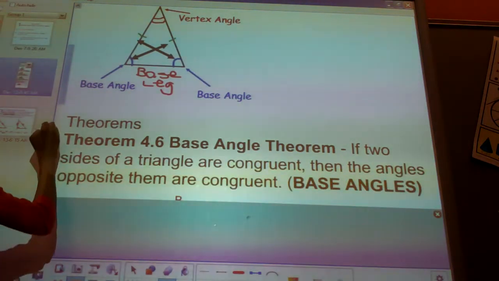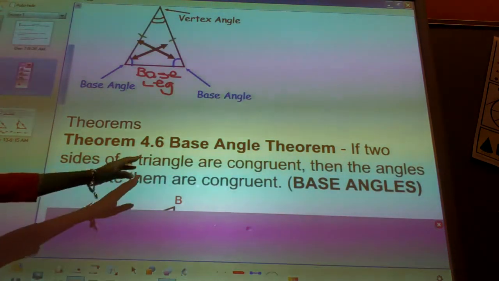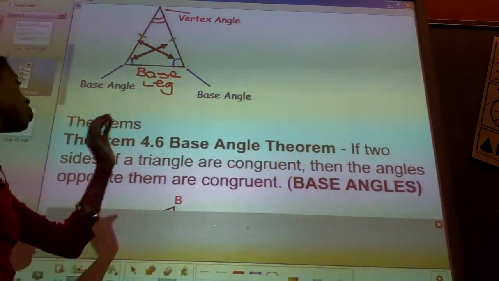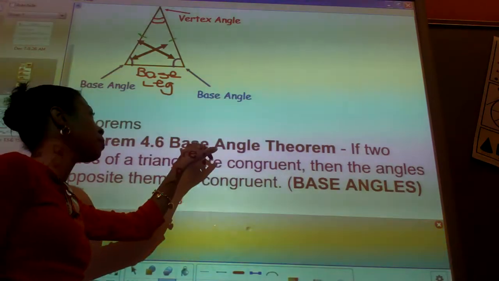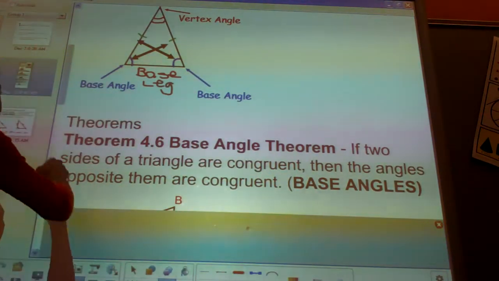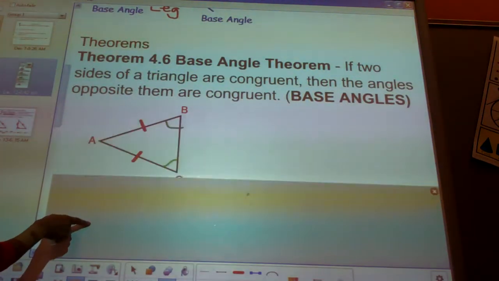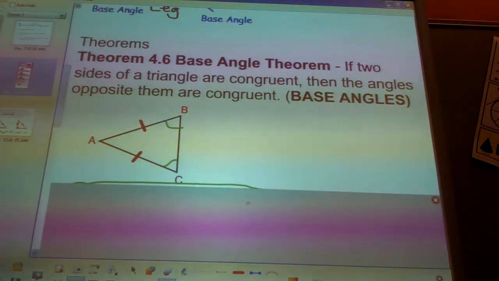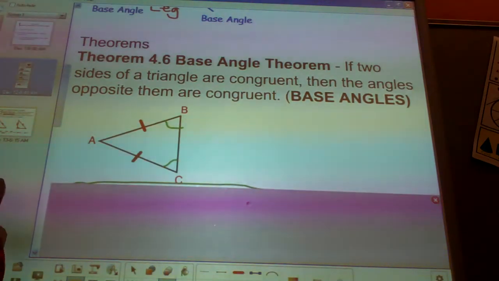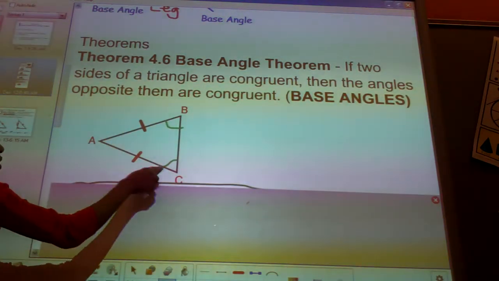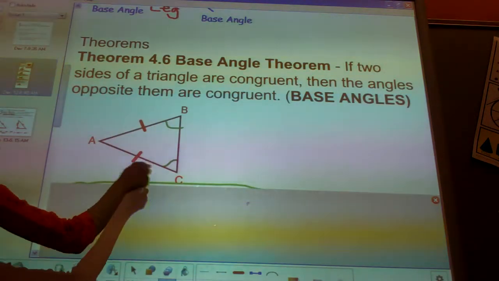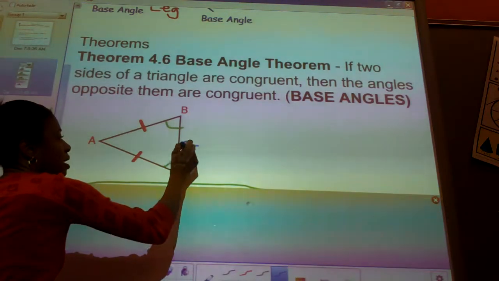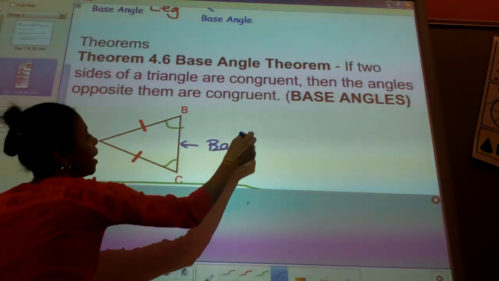Here are our theorems. Theorem 4:6, base angle theorem. Remember, we don't need to remember the number, but remember the name: base angle theorem. If you have an isosceles triangle, such as I have here, triangle ABC, I can quickly point out the base leg, because I see that AC and AB are the congruent legs, therefore automatically making this my base leg.